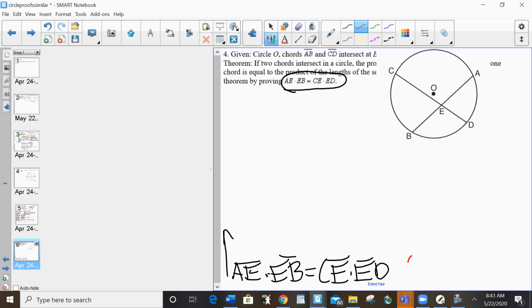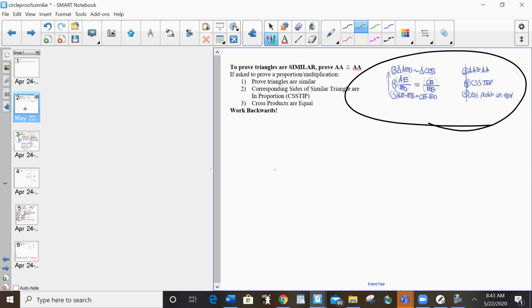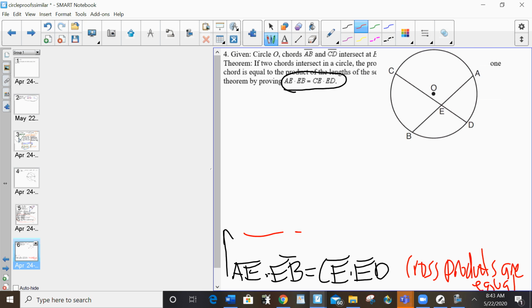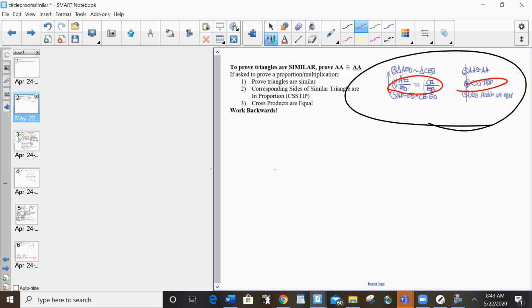Multiply, CPE. The reason for multiplication is always cross products are equal. The multiplication always comes after the proportion. So I make a blank proportion. Whatever's being multiplied must be diagonal from each other. So AE and EB must be diagonal from each other, and CE and ED must be diagonal from each other. And the reason for the proportion is always CSS tip.